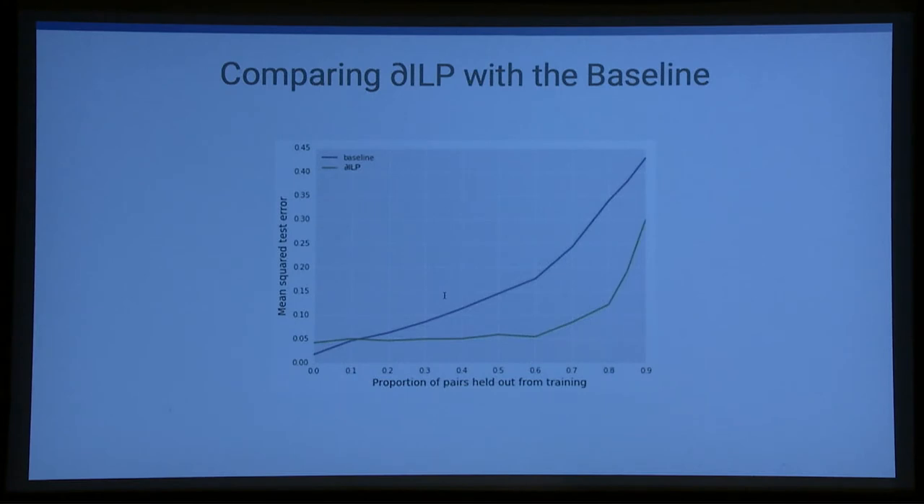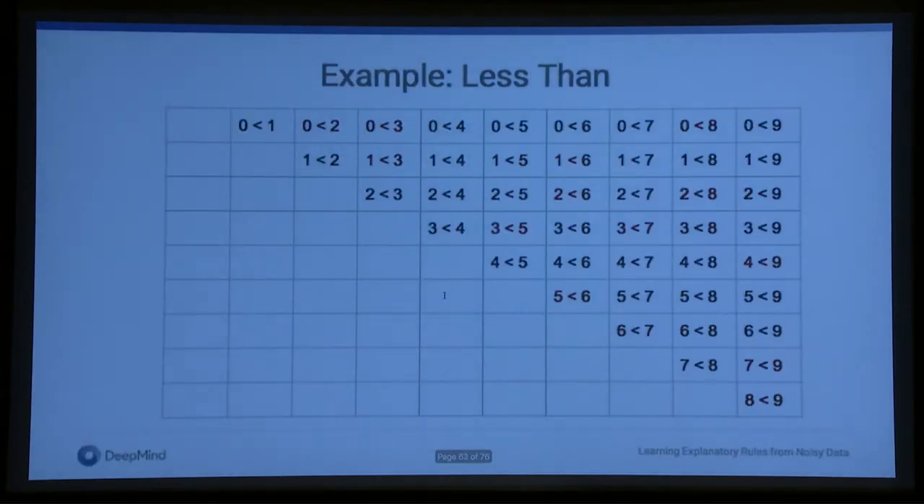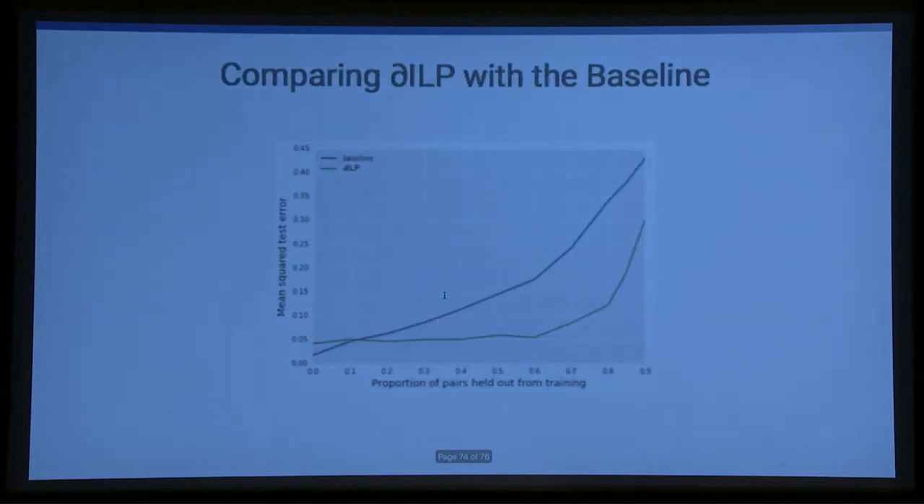Now this is a graph that compares our differentiable ILP system with our neural network baseline. On the x-axis is the proportion of pairs of data that have been held out during training, i.e., how much of this stuff has been removed. And the y-axis is the test error. The point I want to stress here is that the neural network baseline degrades more or less linearly as you hold out more and more pairs. Whereas our differentiable ILP system, because it has an inductive bias towards recursion in general and transitivity in particular, is still able to find a nice program even when it's only seen 40% of the different pairs of numbers.